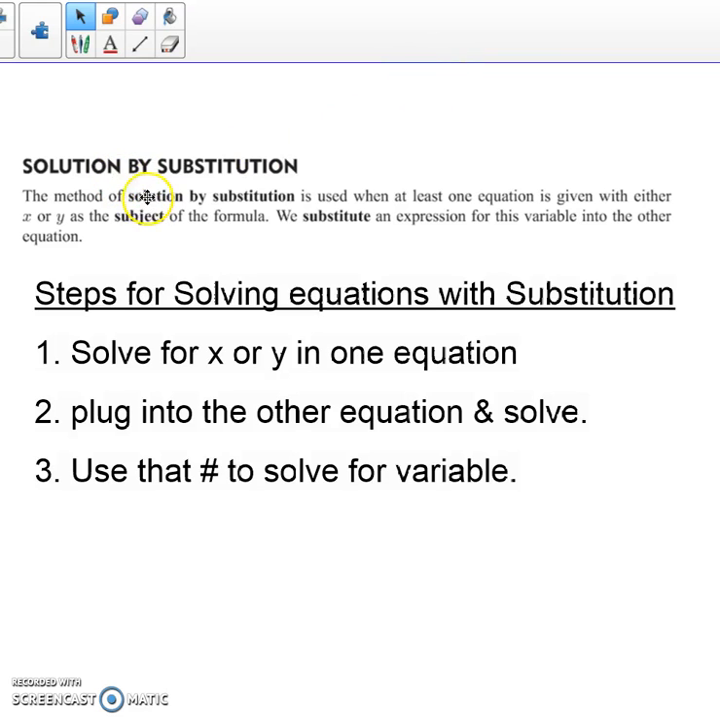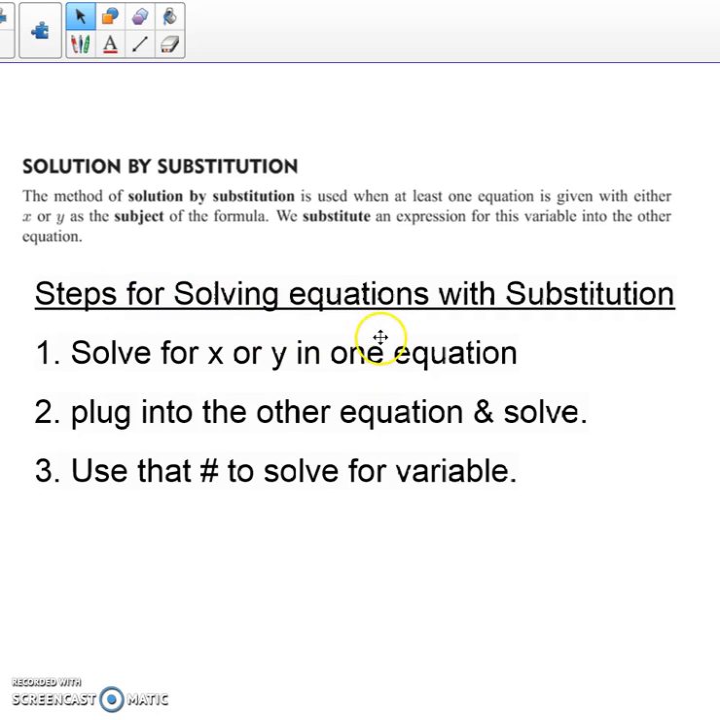The next step we're going to look at is solution by substitution. So we're going to continue with the simultaneous linear equations, but we're going to solve them using substitution. The method of solution by substitution is used when at least one equation is given with either an x or a y as the subject of the formula. So we substitute the expression for the variable into the other equation.